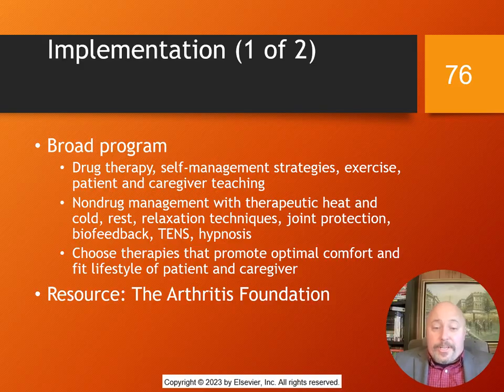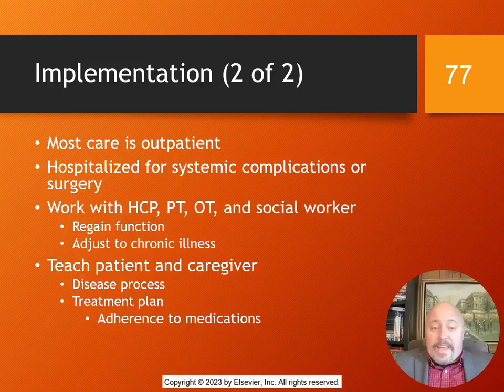Just like with every other condition, it's going to be a wide range of interventions working together. Drug therapy combined with self-management strategies, exercises, both therapeutic heat and cold, rest, relaxation techniques, and identifying which strategies are most effective for this patient. Most of the care is going to be outpatient, hospitalized for systemic complications or surgery, and working with the provider to regain function, adjust to that chronic illness, and help to slow the progression of that disease. Because again, in many, many cases, much of these symptoms are going to be irreversible, but we can slow the progression.